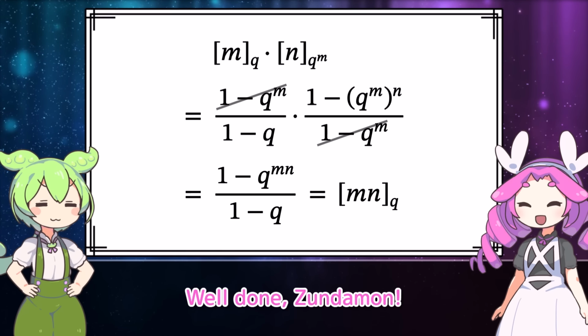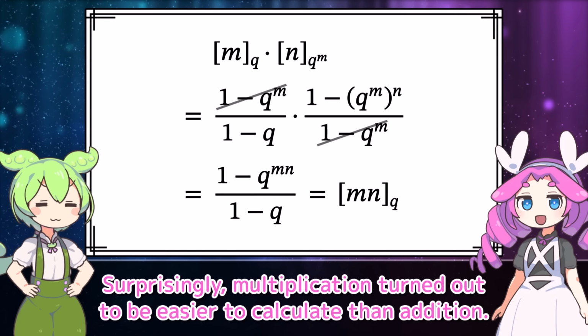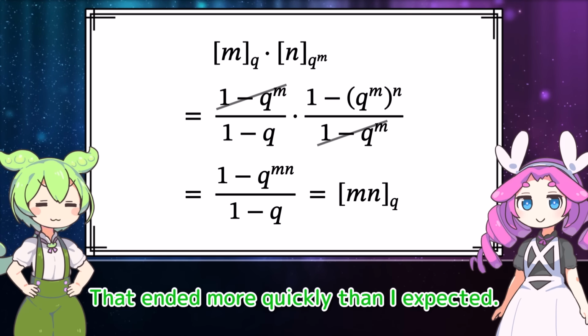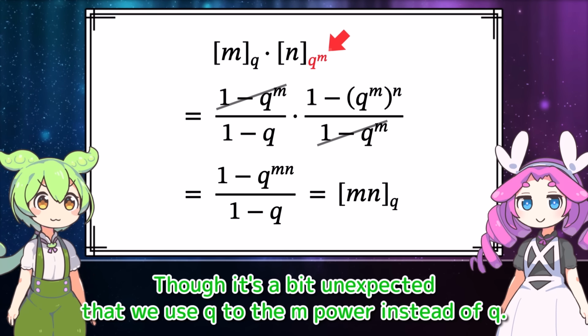Well done, Zundamon! Surprisingly, multiplication turned out to be easier to calculate than addition. That ended more quickly than I expected. Though it's a bit unexpected that we use q to the n power instead of q.